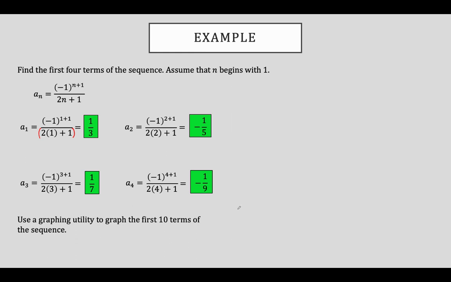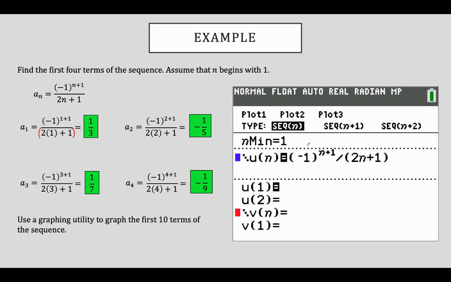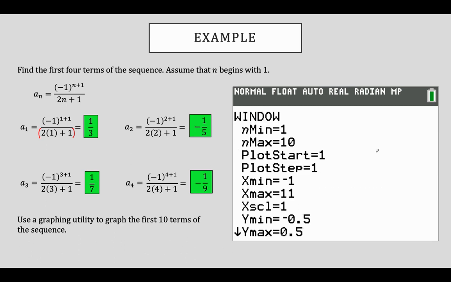Now, use a graphing utility to graph the first 10 terms of the sequence. Again, you're going to hit y equals. Clear out the last sequence if you have one in there, and replace it with negative 1 raised to the n plus 1 divided by parentheses. Notice I have the entire denominator in parentheses, 2n plus 1. You can change your window here. Again, we still want our n minimum to be 1 and our n maximum to be 10. That will give us the first 10 terms.